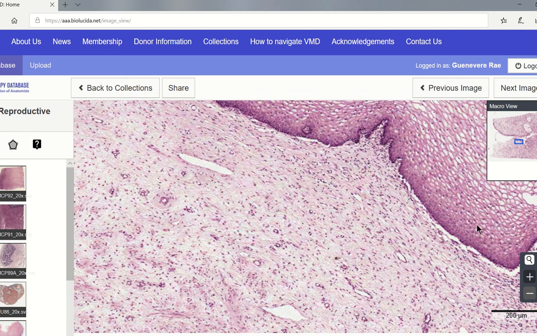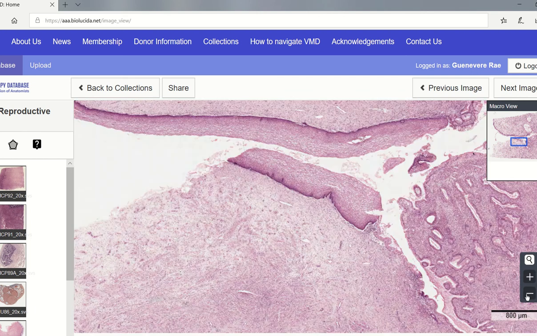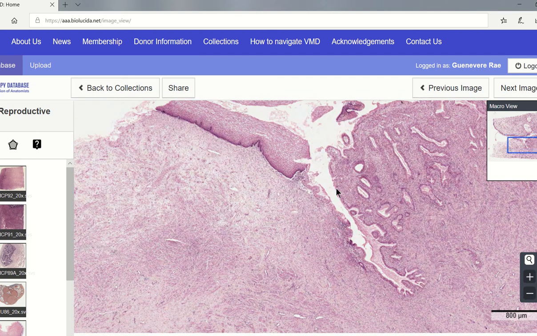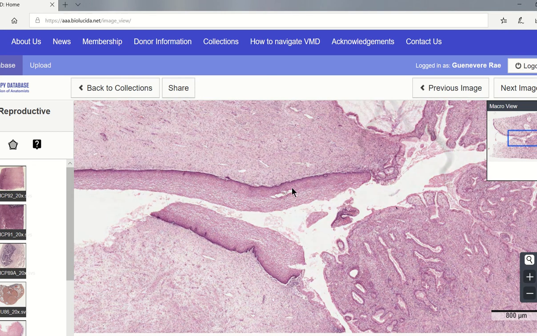You see blood vessels, you see some scattered lymphocytes in there, and this is a transition zone between the uterine epithelium and the vaginal epithelium.